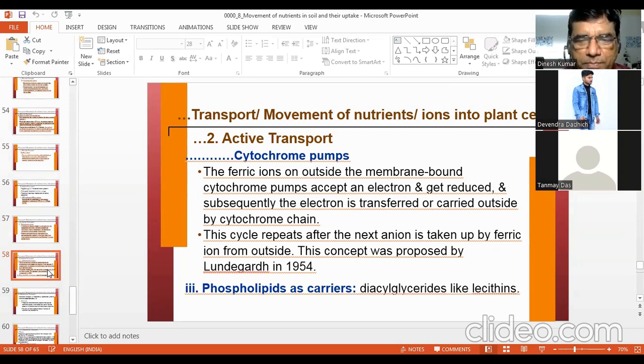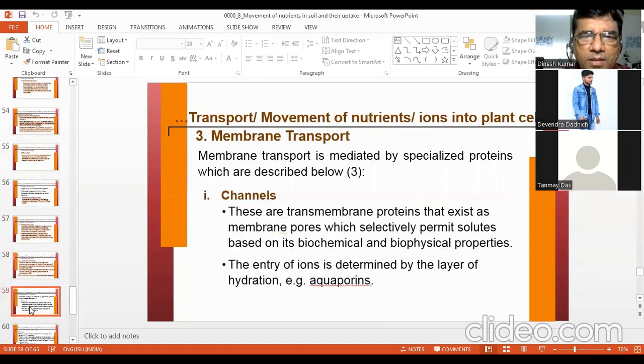This concept was proposed by Lundegardh in 1954. Phospholipids as carriers, acyl glycerides like lecithins. Then membrane transport can happen through channels. Channels are transmembrane proteins that exist as membrane pores, which selectively permit solutes based on their biochemical and biophysical properties. Entry of ions is determined by a layer of hydrogen, aquaporins for example.